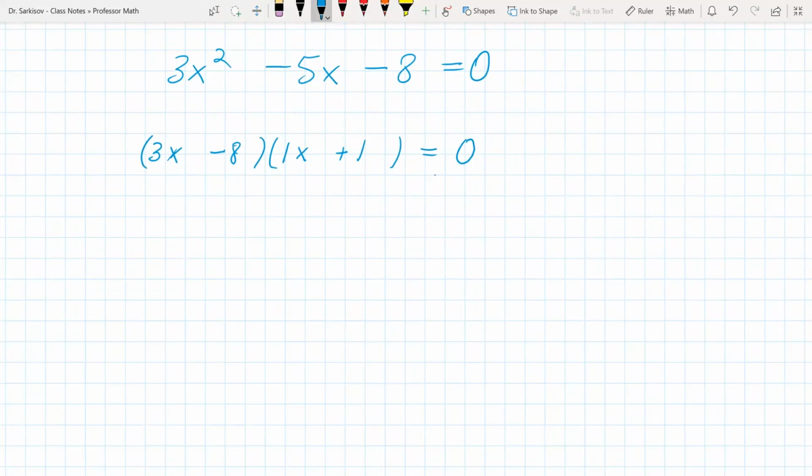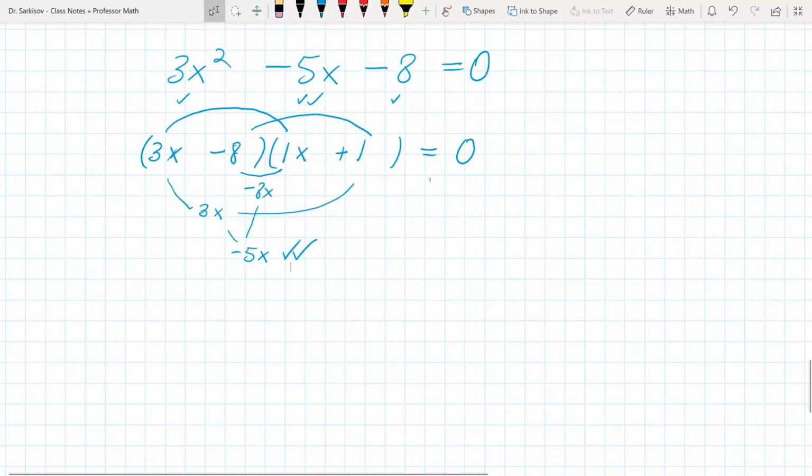What happens is this gives you negative 8x, right? And what does this give you? 3x times a 1, that's a 3x, right? What's 3x minus 8x? Together that would be a negative 5x, as we want, right? And of course, the outer terms give 3x squared and negative 8. So those are working. With that, we have basically a new equation: 3x minus 8 times x plus 1 is equal to 0.